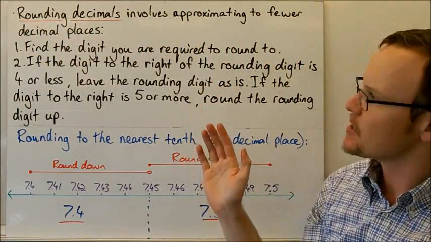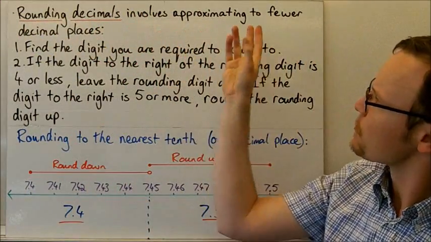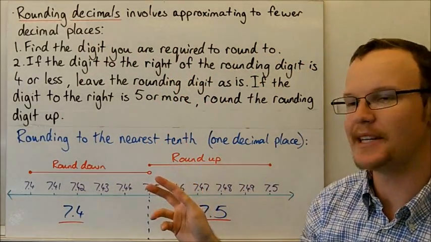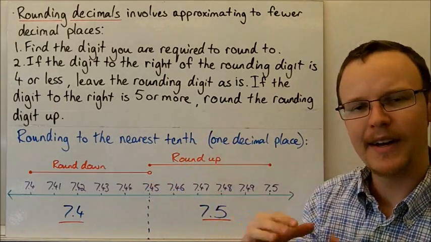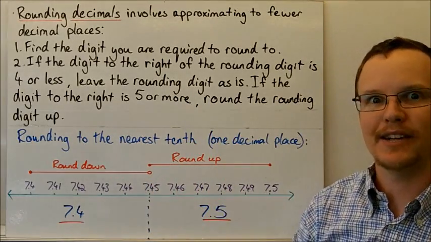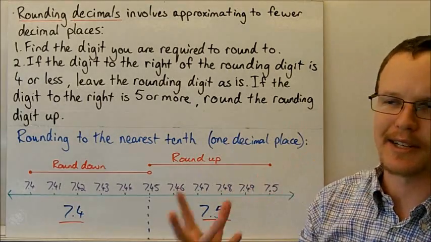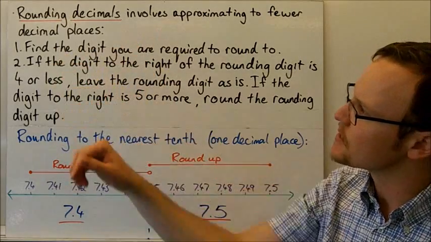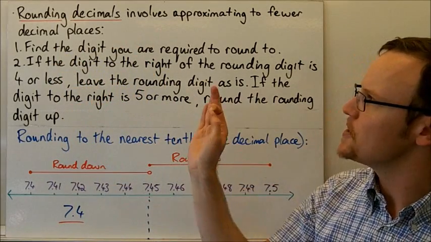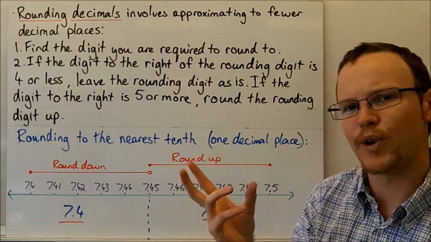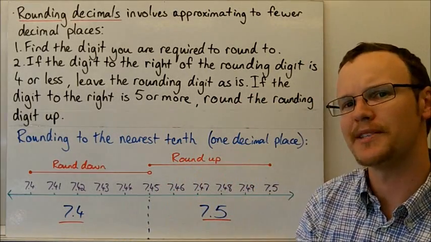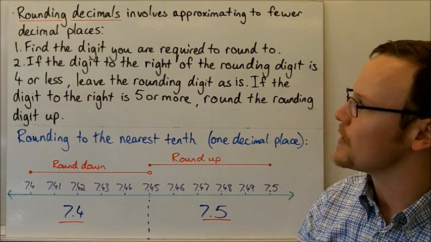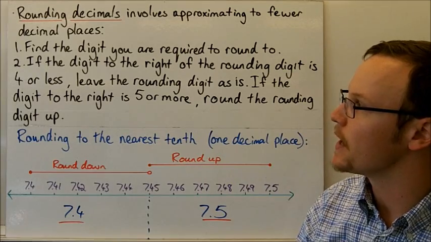Taking a look at rounding decimals now, it involves approximating to fewer decimal places, especially useful for some of those unusual repeating decimals. We can approximate because we don't need to know down to the millionths exactly, different sizes and lengths of time and things like that. So it's good to approximate and to estimate using this. The first thing we need to do is find the digit we're required to round to. We might be required to round to 1 decimal place or 2 decimal places, or the nearest hundredth, the nearest thousandth. That might be the sort of language that you encounter.